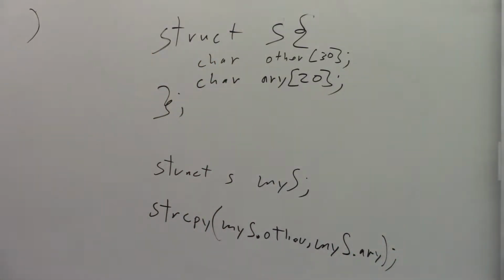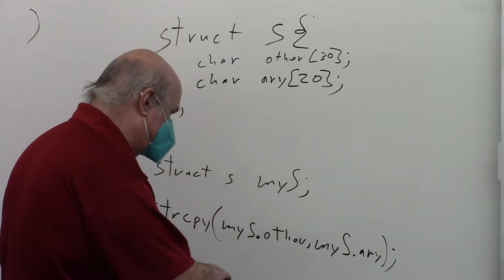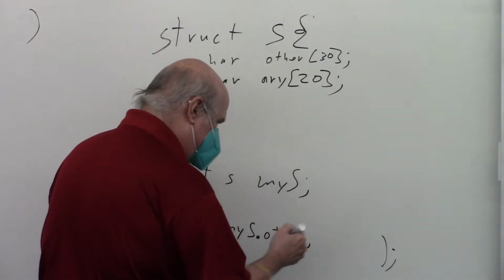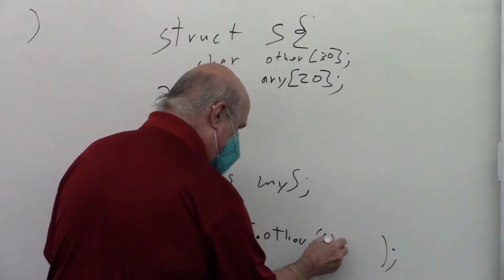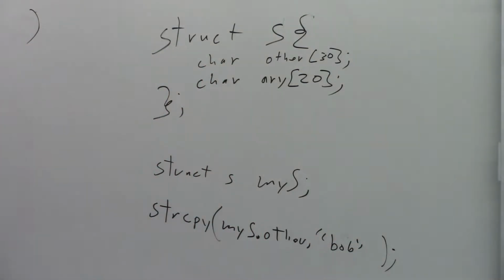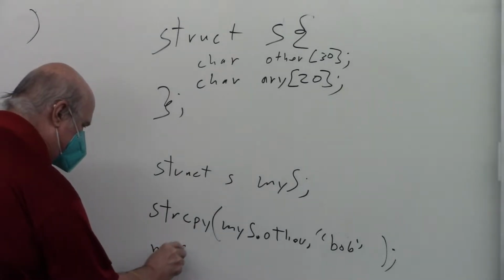I mean, if you wanted to input a name, like if I were supposed to put myS.other, Bob into that character array. You mean right here? Yeah. Suppose you wanted to put, as opposed to just myS.other equals Bob. Would the other way work? myS.other equals Bob?